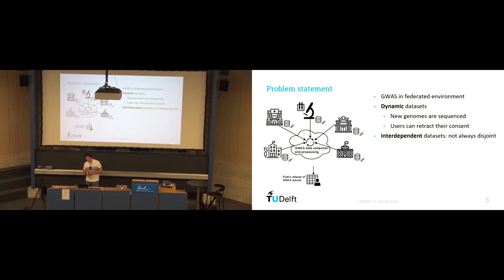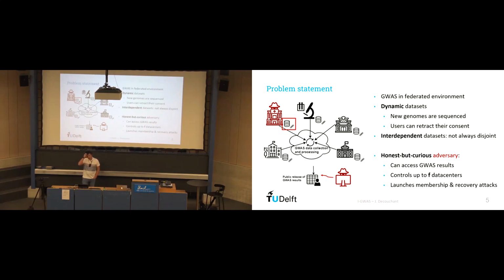We also consider that data sets can be interdependent. We believe that it is a sound assumption that it might be possible for one genome to appear in multiple places. Simply because sometimes communication is not perfect, and also individuals might get sequenced privately, etc.